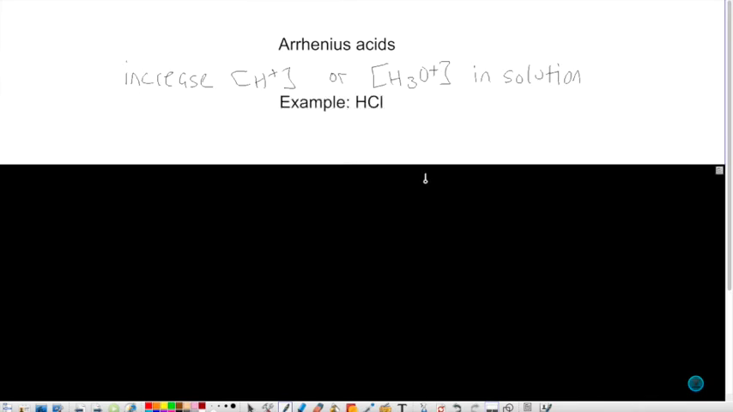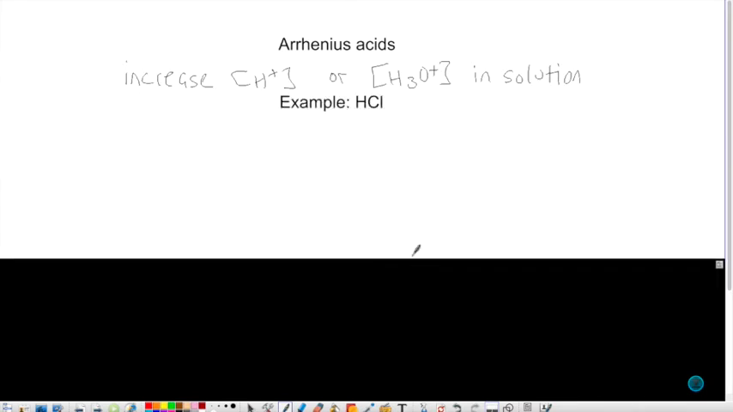Okay, so let's do an example here. Here's hydrochloric acid, and I could write what happens with hydrochloric acid as a dissociation reaction. So here's my hydrochloric acid. It's dissociating in water to form H+ and Cl-. So here's my standard dissociation reaction.